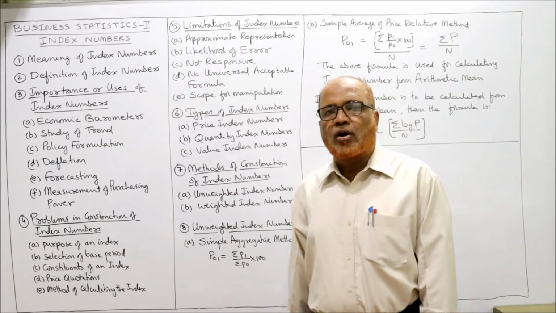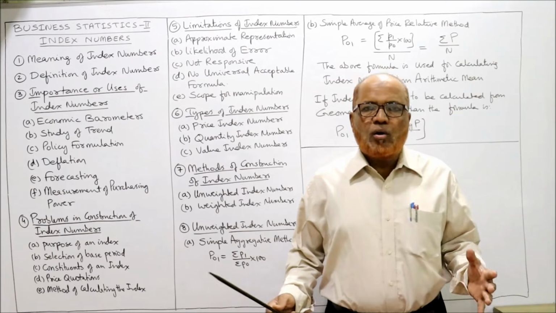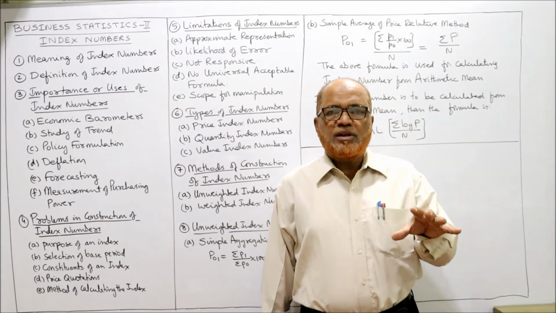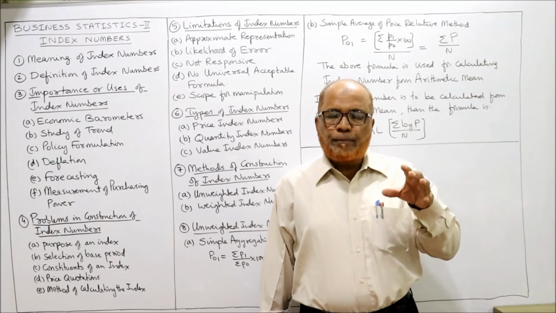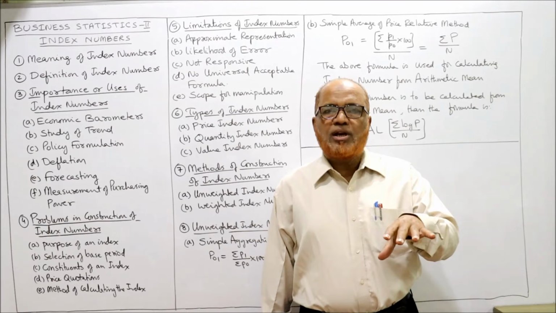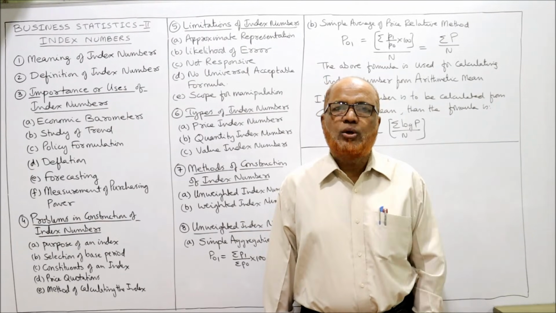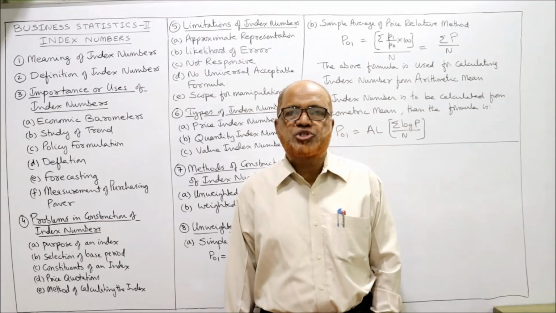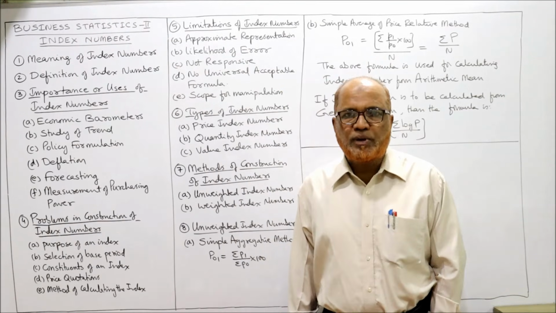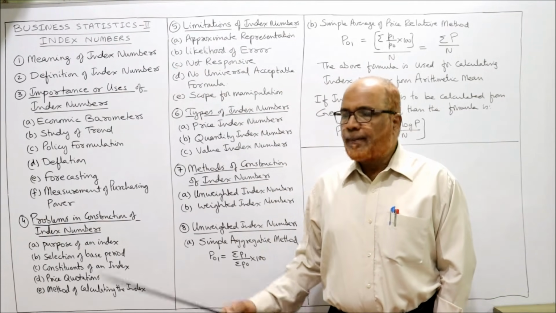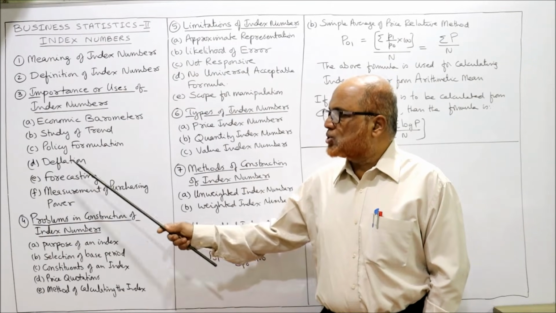Next one, policy formulation. In any organization, the management will make the planning. For planning and policy formulation, index numbers are widely used. It will be helpful to the decision maker, to the management. So while making policy, these index numbers are widely used.